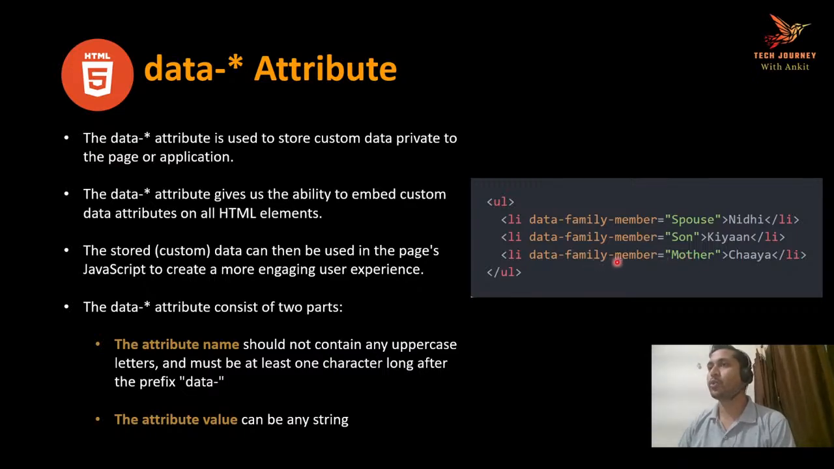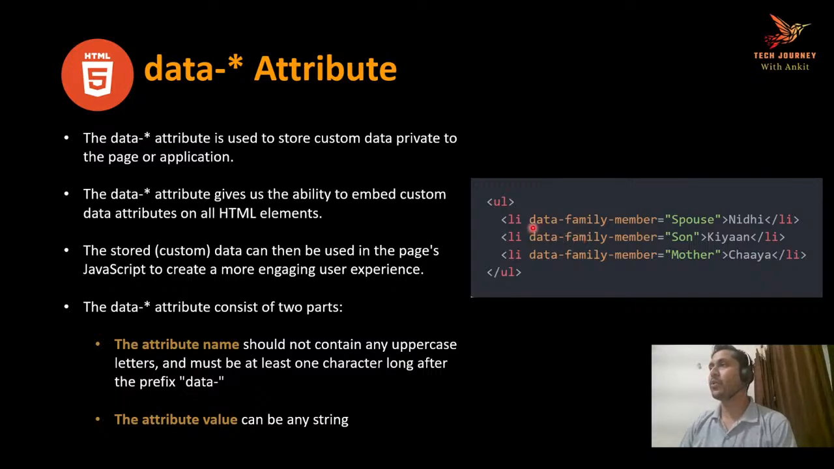So whenever we have to store any private data that is specific to the page or an application, we can use this data attribute. We can access this data attribute in the JavaScript. Whenever we have to access any kind of data in the JavaScript, we can access these data attributes as well. How to access the data attributes in the JavaScript, we will be covering down the line. There's a concept of DOM selector that we have to understand first before we understand how we can access these attributes in the JavaScript file.